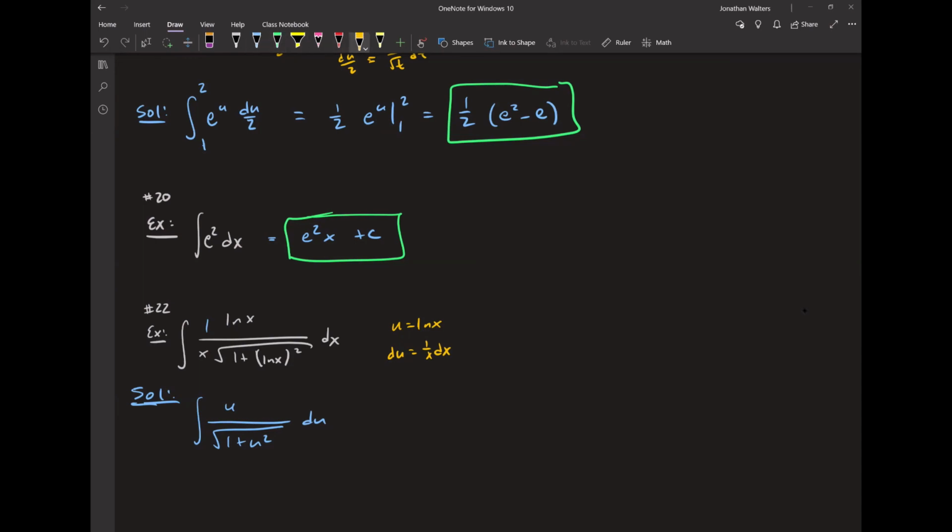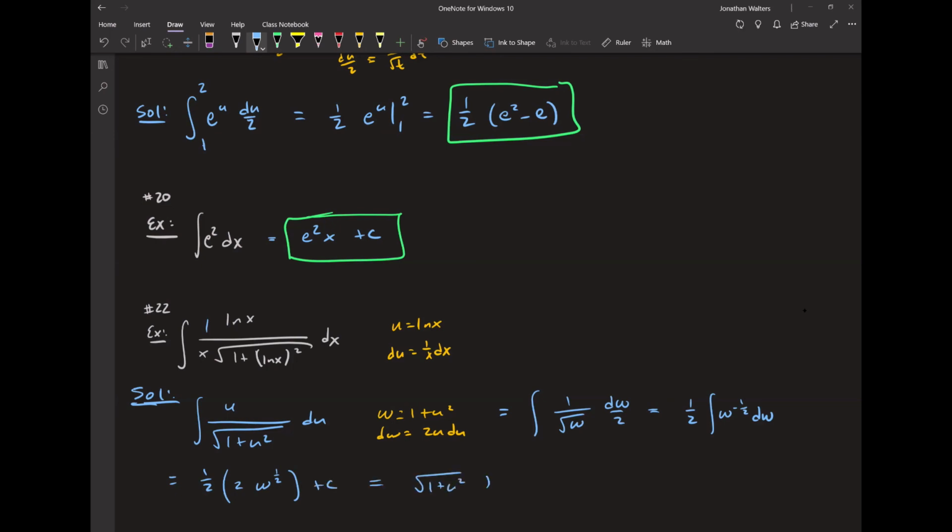All right, so I'm going to do a w sub. w equals 1 plus u squared. dw equals 2u du. So then my integral becomes integral 1 over square root of w dw over 2. So this is going to be 1/2 integral w to the negative 1/2 dw. So that's going to be 1/2 w to the 1/2 multiplied by the reciprocal, which is 2, plus c. 2 and the 1/2 cancel. It's just square root of 1 plus u squared plus c, which is square root of 1 plus natural log x squared plus c. So it's just an onion. You have to peel back the layers.